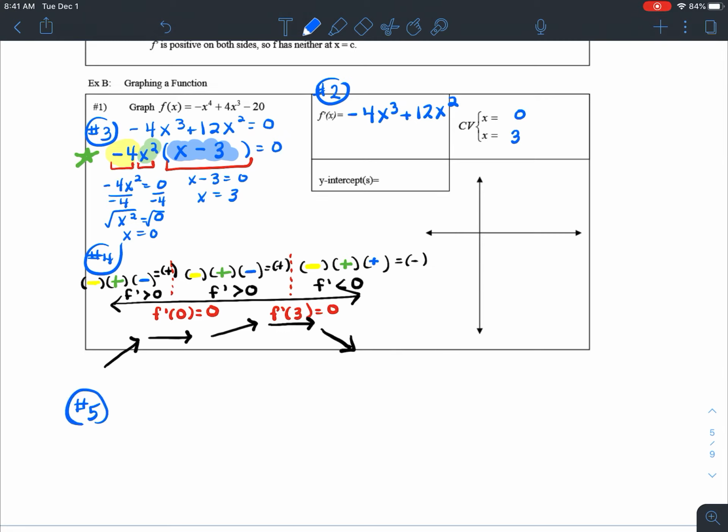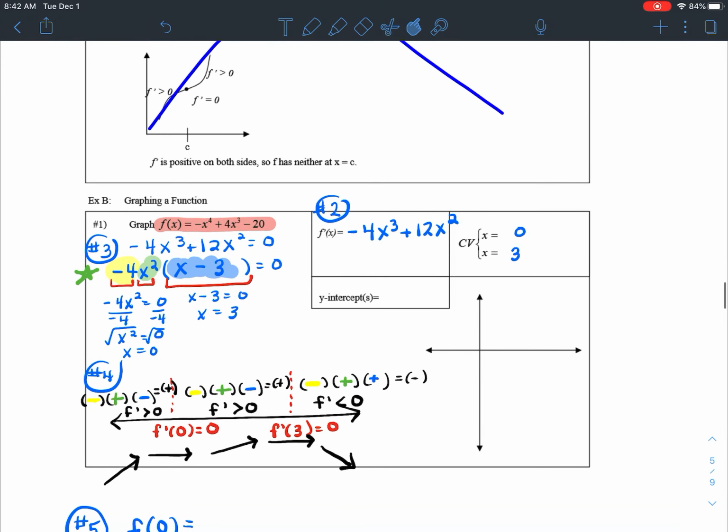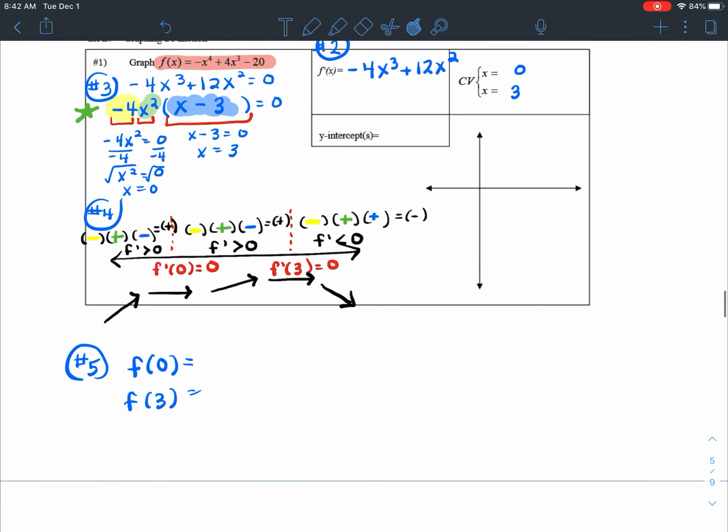Okay, all right, let's go on to step number 5, which is where we find the critical points. We take each of these two critical values. Remember, we are plugging those into the original function. So they're going into this original function. A 0 plugged in returns the number -20. And a 3 plugged in returns a 7.